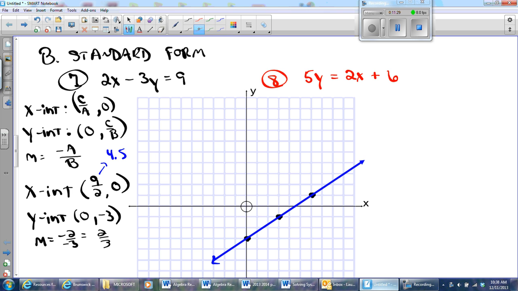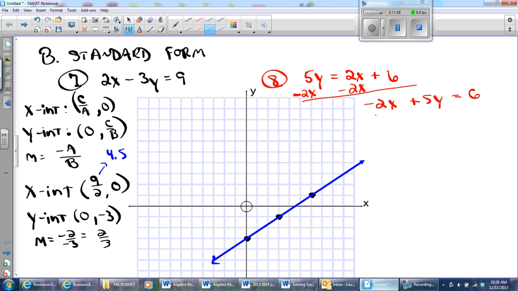All right. Now, problem number 8 is not in standard form. I'm asked to do standard form, so I'm not going to divide by 5. I'm going to subtract 2x from both sides. And when I do that, I'm going to get a negative 2x plus 5y. That's going to equal 6. Problem is, a is not positive.